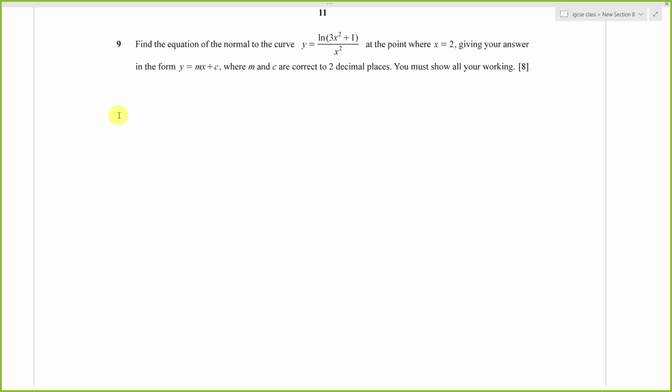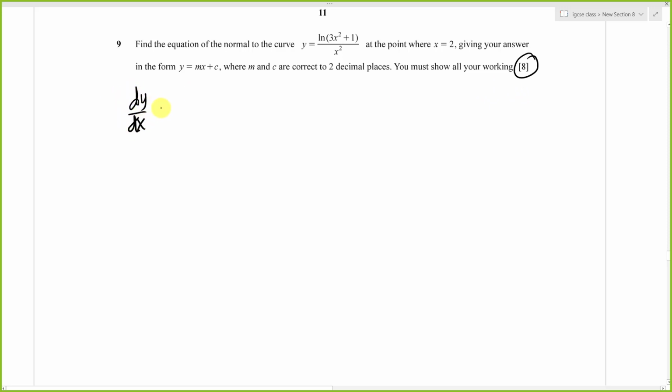So find the equation of the normal to this curve at the point where x equals 2. Give your answer in the form y equals mx plus c, where m and c are correct to 2 decimal places. You must show all your working. So the equation of the normal, basically we just follow the same 4 steps here. Just because this one is log and they give you 8 marks, it's a bit crazy here. So yeah, let's do it.